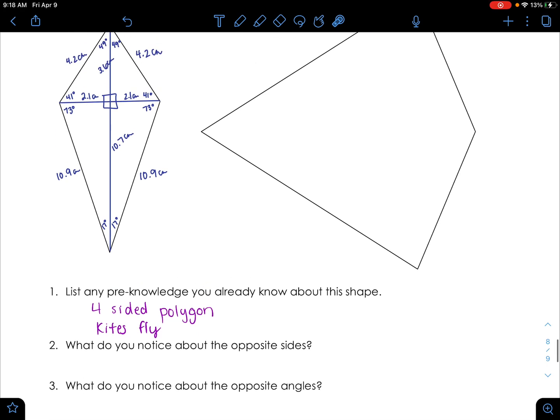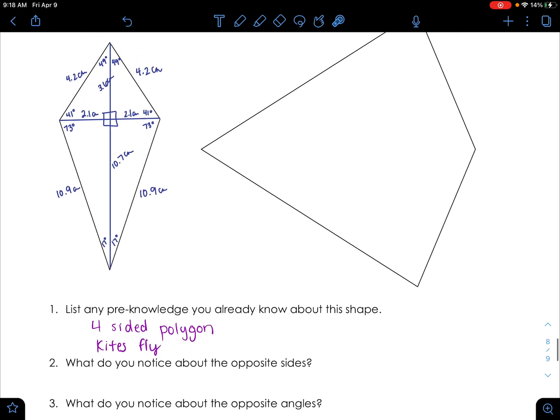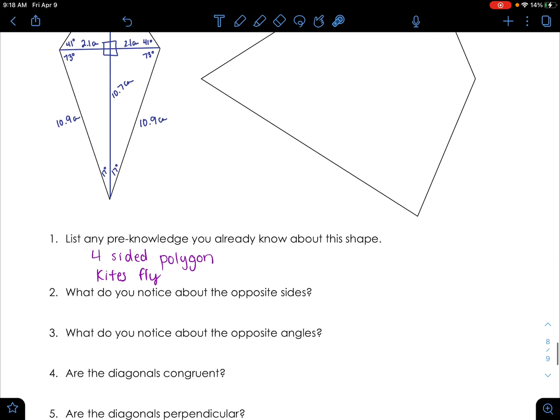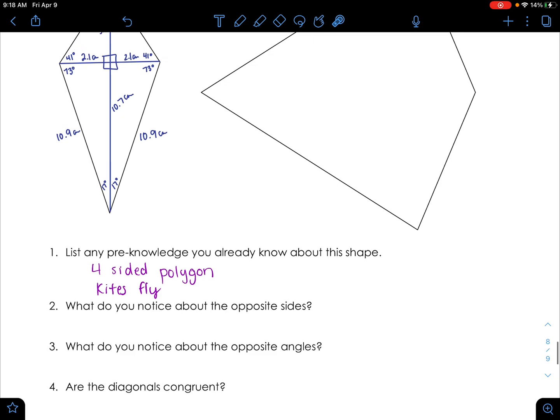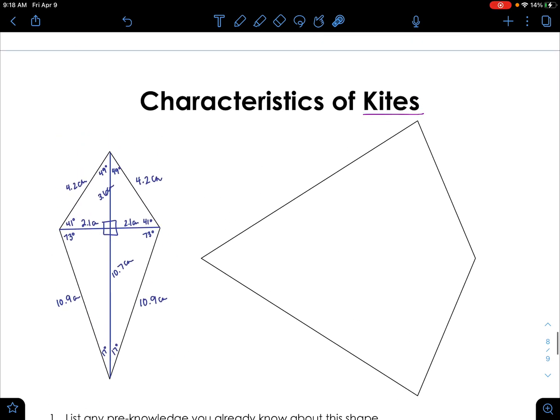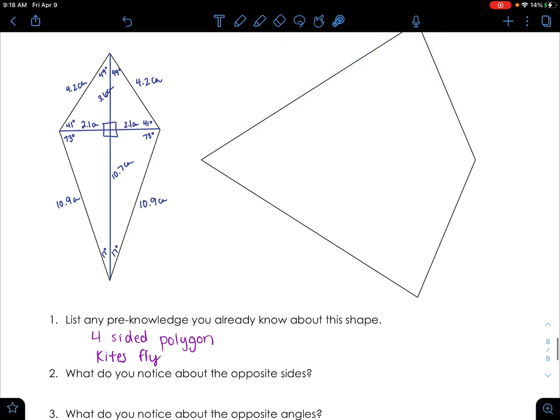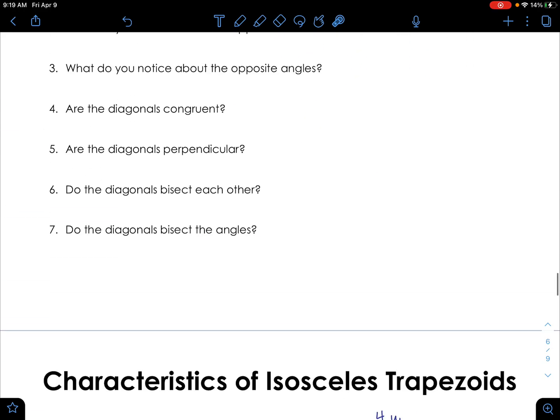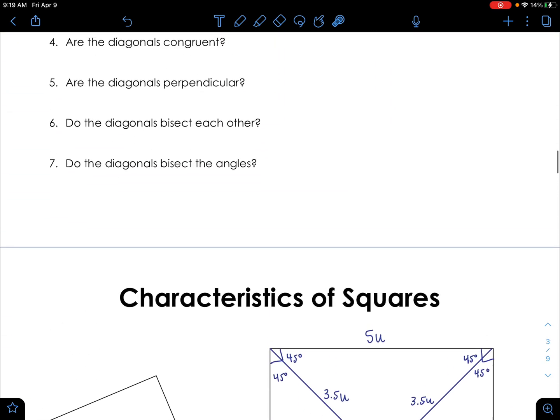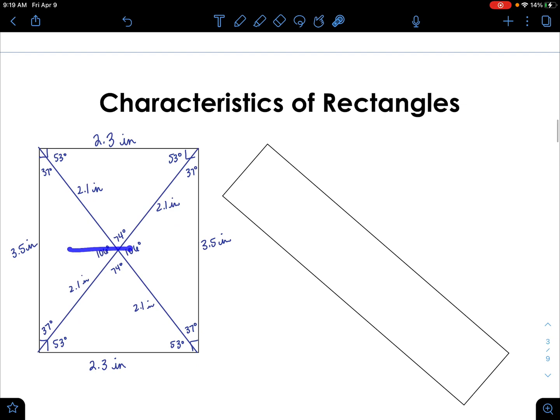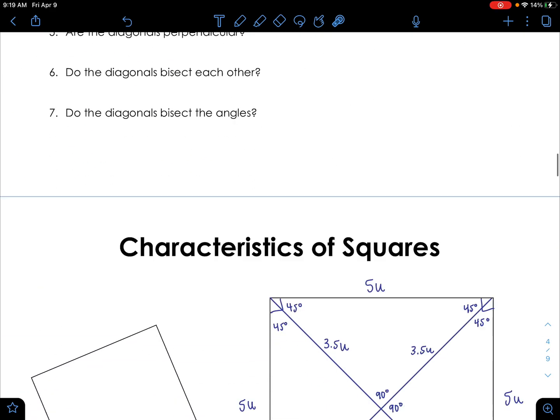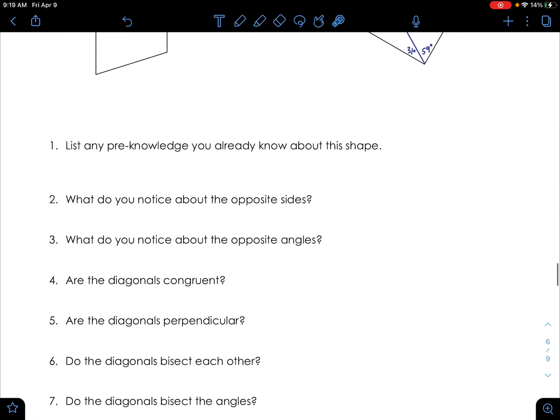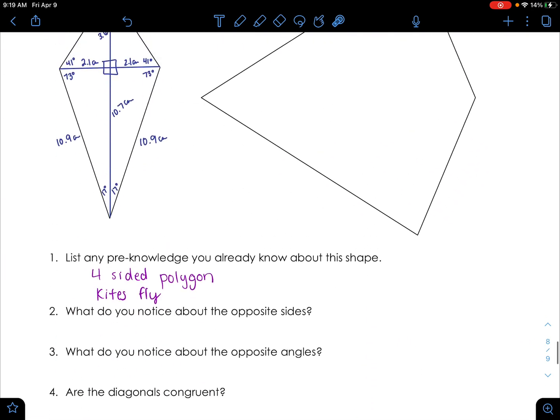And so it says, what do you notice about opposite sides? So this is purely an observational activity. And so by opposite sides, I mean sides like this side and this side, okay? The sides that are across from each other. That's what opposite sides mean. And so, excuse me, I'm scrolling back up. There are some things that we notice about opposite sides in a rectangle. These are the opposite sides of a rectangle. So back to kites. Back to kites we go.